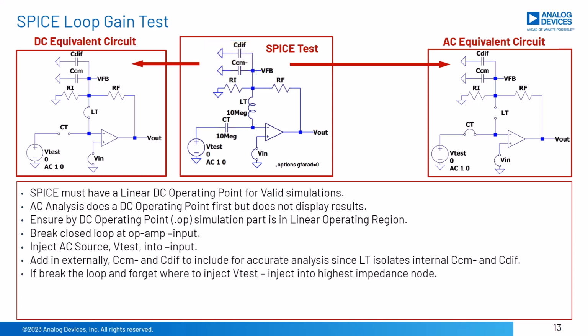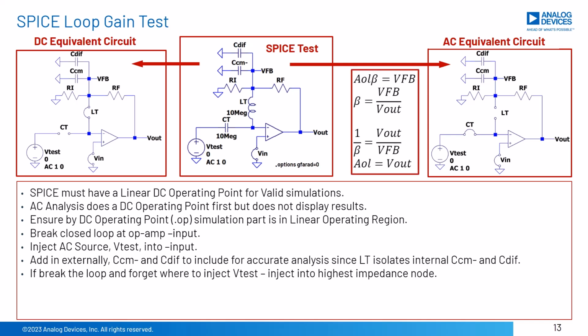If you were to use this technique and forget where to inject the signal, always inject it into the highest impedance node on either side of the inductor break, which will be the op-amp's inverting input. From this slide, we see the equations for our key stability analysis terms, AOL, 1 over beta, and loop gain, AOL times beta.